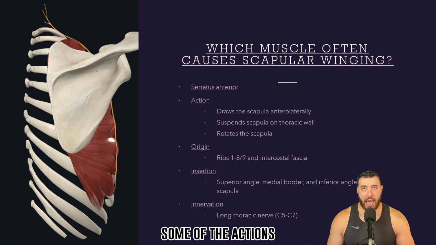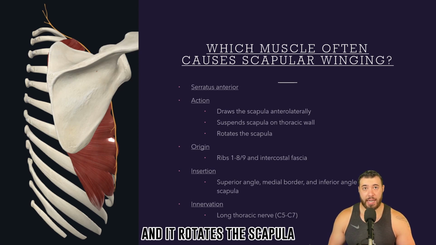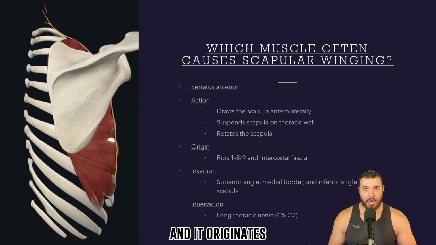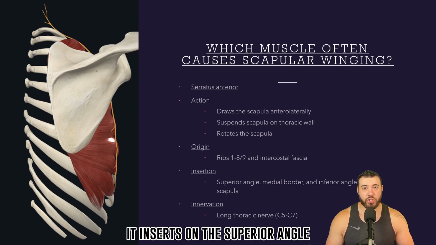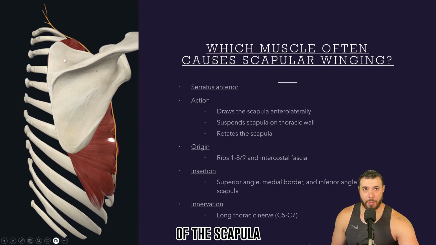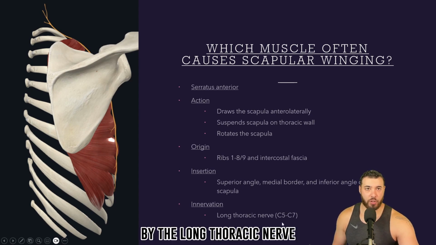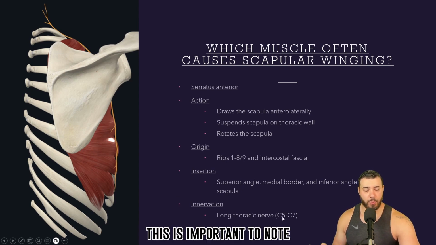We can see some of the actions of the serratus anterior. It draws the scapula anterolaterally. It suspends the scapula on the thoracic wall, and it rotates the scapula. It originates from ribs 1 through 8, or sometimes 9, as well as the intercostal fascia. It inserts on the superior angle of the scapula, the medial border, and the inferior angle of the scapula. It's also innervated by the long thoracic nerve, which is C5 to C7. This is important to note for later.